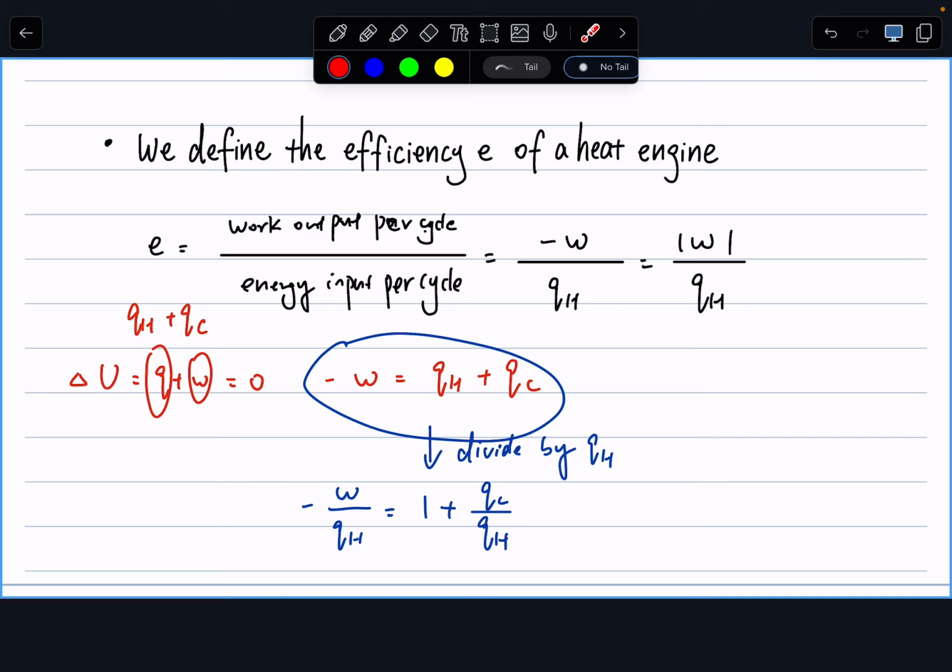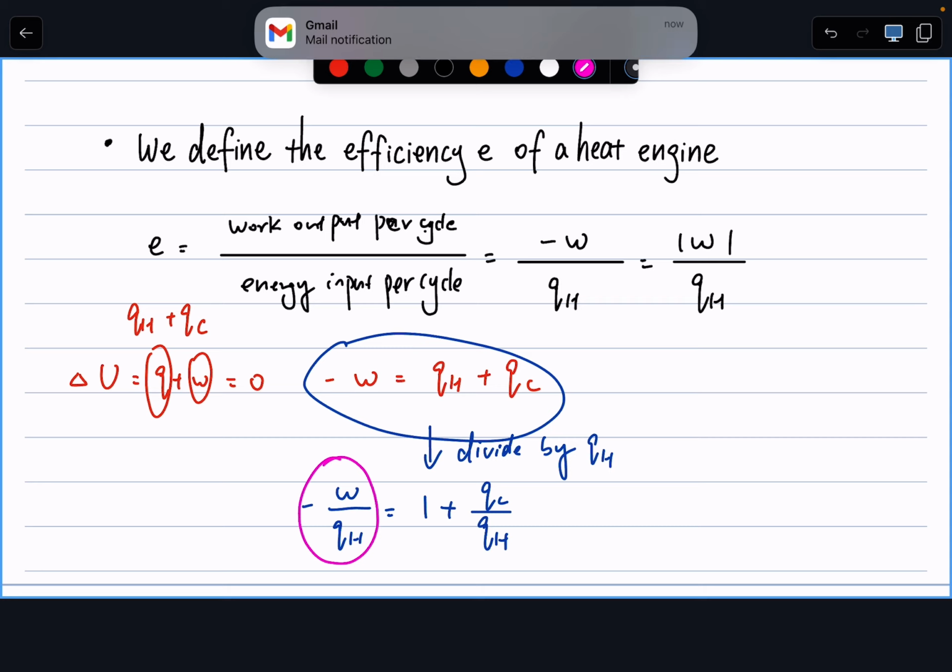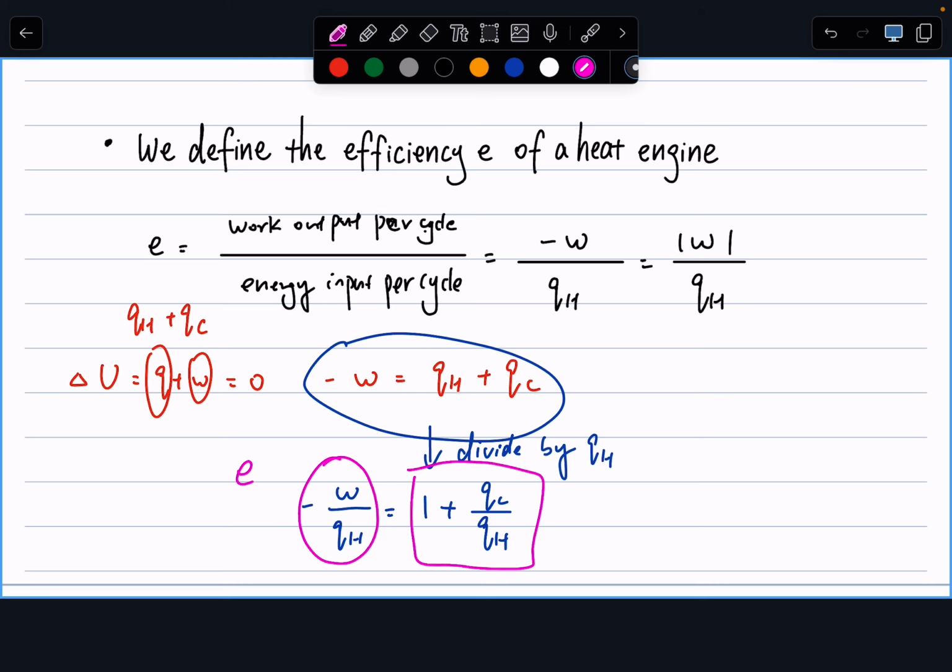And from here, we can add one more step. So translating my W minus W over QH to my efficiency, we effectively get my efficiency equals 1 plus QC over QH. All right, so far we're only defining a heat engine, putting in the terms and using our first law of thermodynamics.